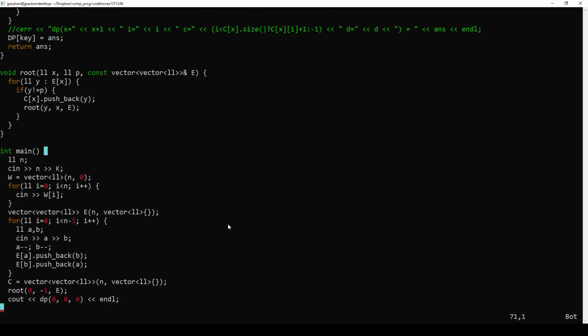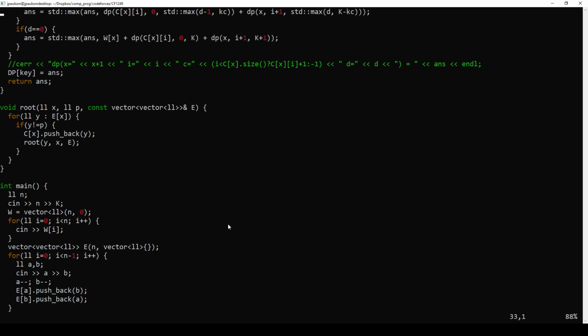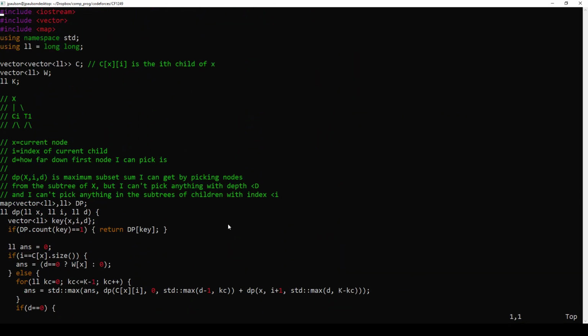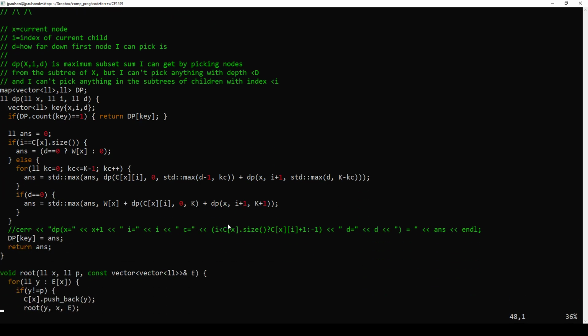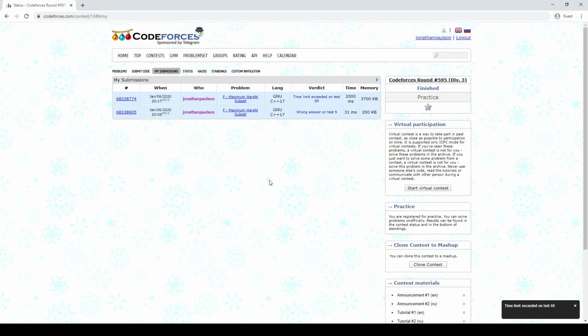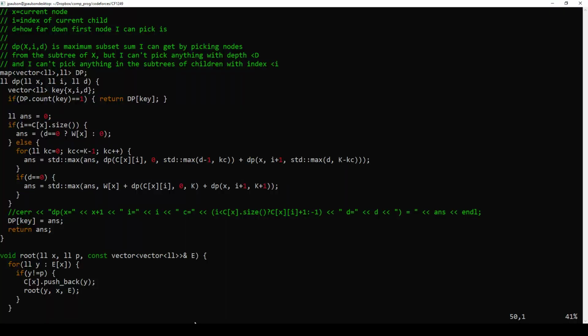Yeah, I think that's pretty much all there is to say about this one. Hopefully this was a good example of a tree DP. I think it was. Time limit exceeded on test 69. Okay, well, I guess there's more to talk about then. So let's try and speed this up.